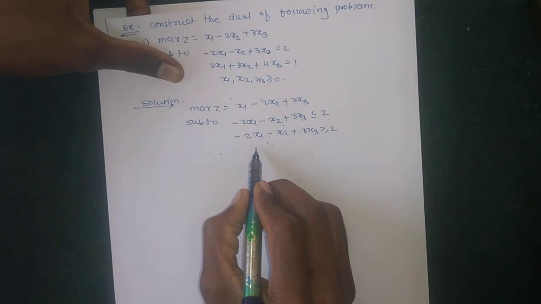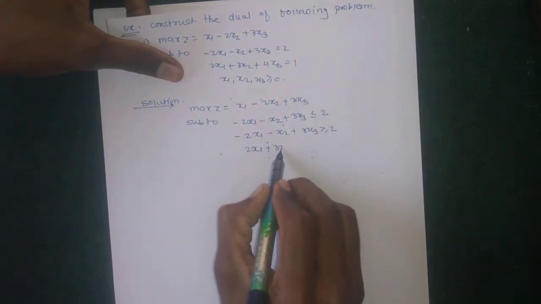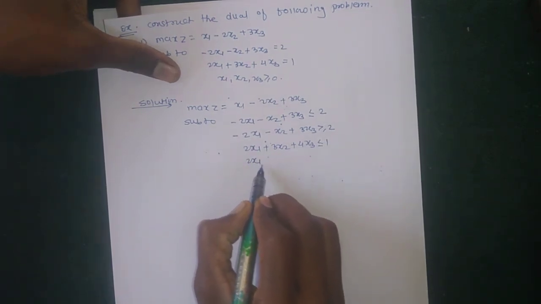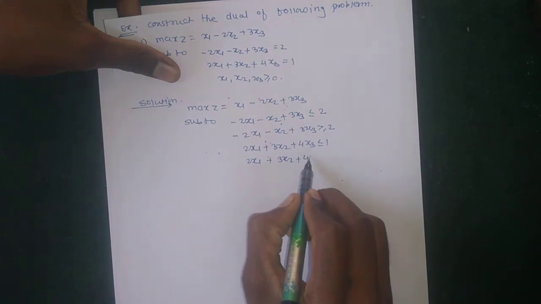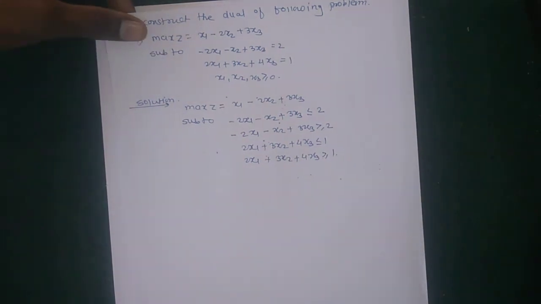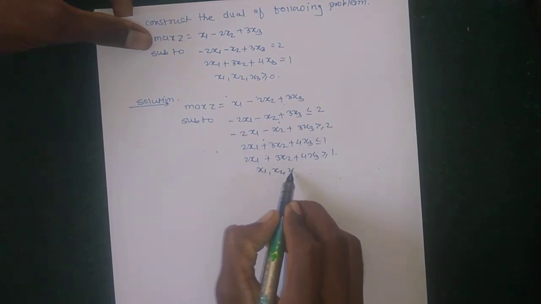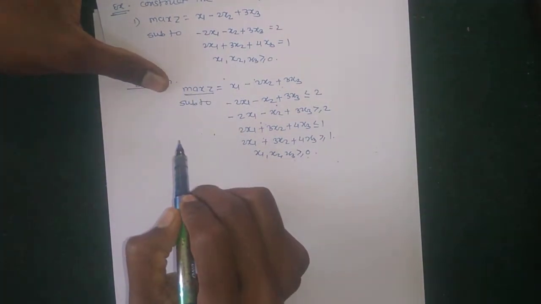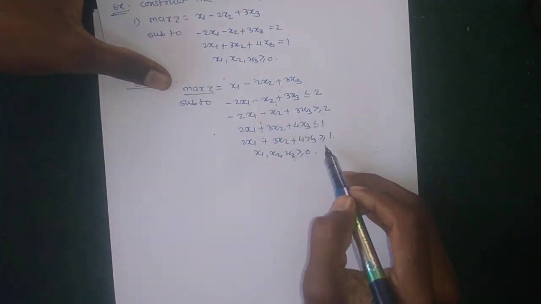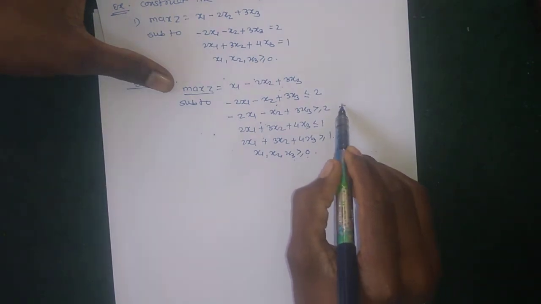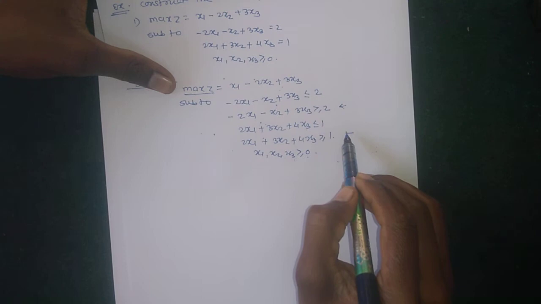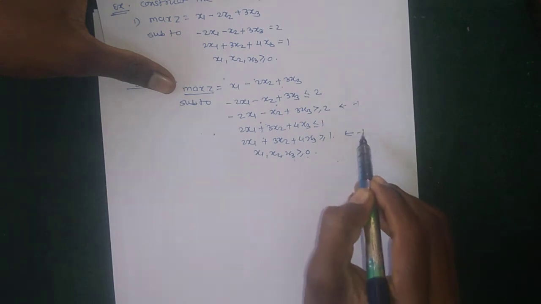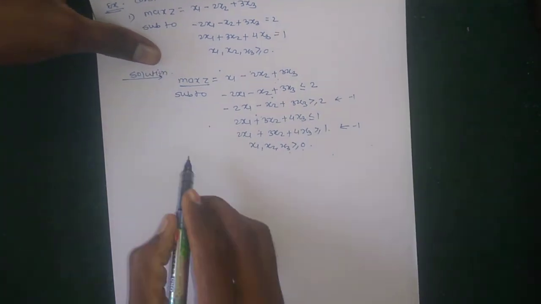And for the second: 2x1 plus 3x2 plus 4x3 is less than or equal to 1, and 2x1 plus 3x2 plus 4x3 is greater than or equal to 1. Okay, and x1, x2, x3 are greater than or equal to 0. So here the objective function is of maximized type, but not all constraints are less than or equal to type. The second and fourth constraints are greater than or equal to type, so multiply these constraints by minus 1. Then we get less than or equal to type.